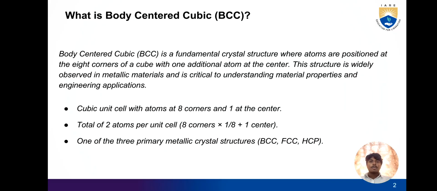The body-centered cubic (BCC) structure is a common crystal lattice arrangement in which atoms are positioned at each corner of a cube and one atom is located at the center of the cube. Cubic unit cell with 8 atoms at corners and 1 at the center. Total of 2 atoms per unit cell, which is 8 corners times 1/8 plus 1 center atom. One of the three primary metallic crystal structures: BCC, FCC and HCP.